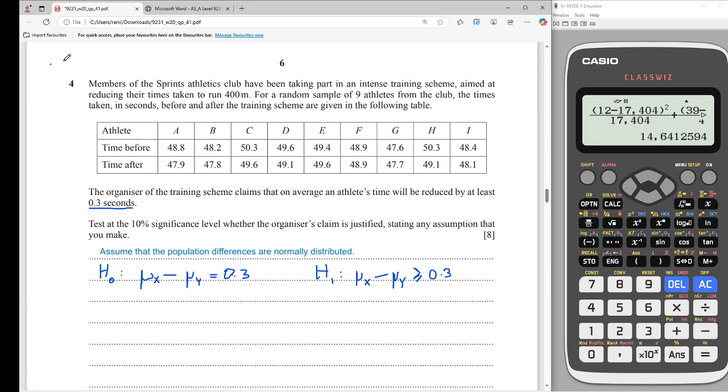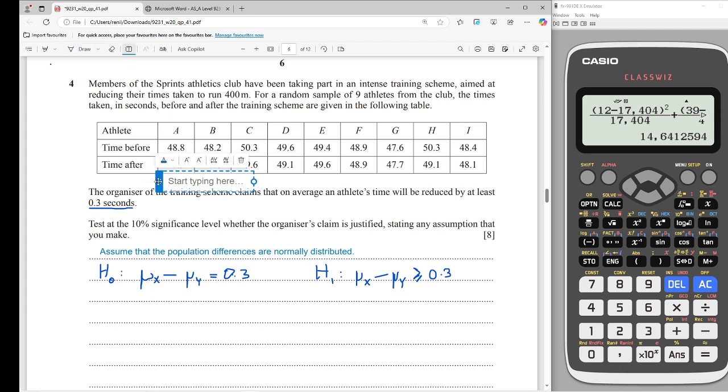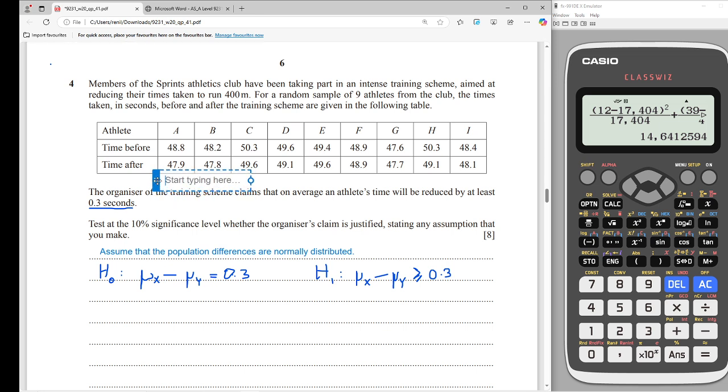Okay, moving on, we need to find the differences, because now we know that they are normally distributed. We need to calculate the difference. So 48.8 minus 47.9, that's what we're going to do, before minus after. So we get 0.9 for the first one. 48.2 minus 47.8 gives 0.4, which is the second one. 50.3 minus 49.6 gives 0.7. 49.6 minus 49.1 is 0.5.